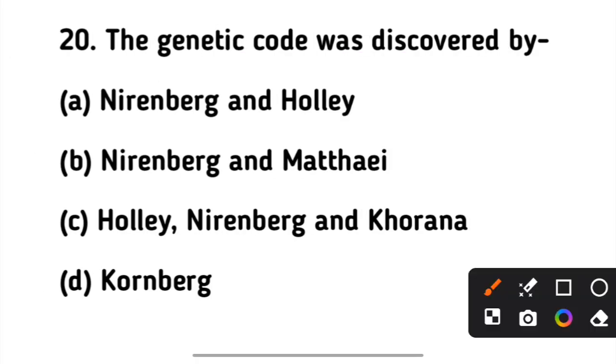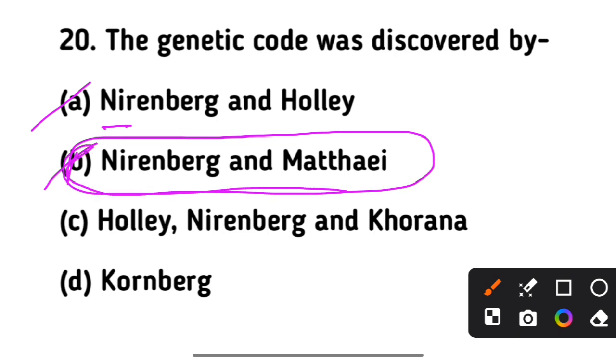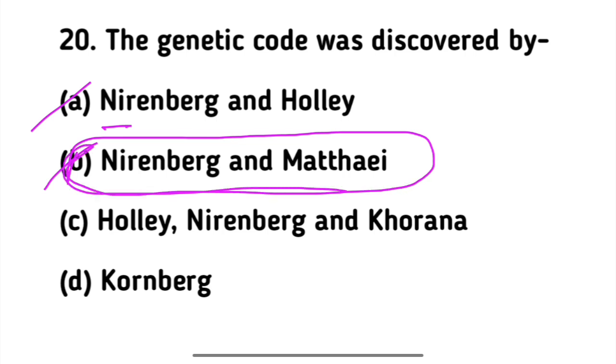Next, the genetic code was discovered by Nirenberg and Holley, Nirenberg and Matthaei. Option B is correct. Genetic code was discovered by Nirenberg and Matthaei.